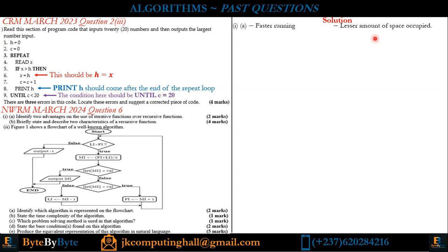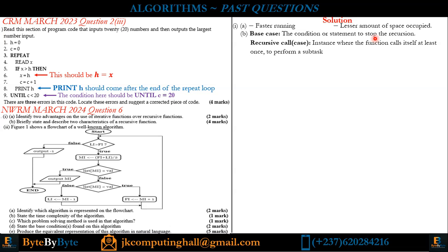The B part says, briefly state and describe two characteristics of a recursive function. So we have the base case, the condition or the statement to stop the recursion, and the recursive call or the recursive case, the instance where the function calls itself at least once to perform a subtask. So these are the two characteristics of a recursive function. The sub-2 now says figure 1 shows a flowchart of a well-known algorithm, as you can see. This is the flowchart in question. And these are some questions that were asked.